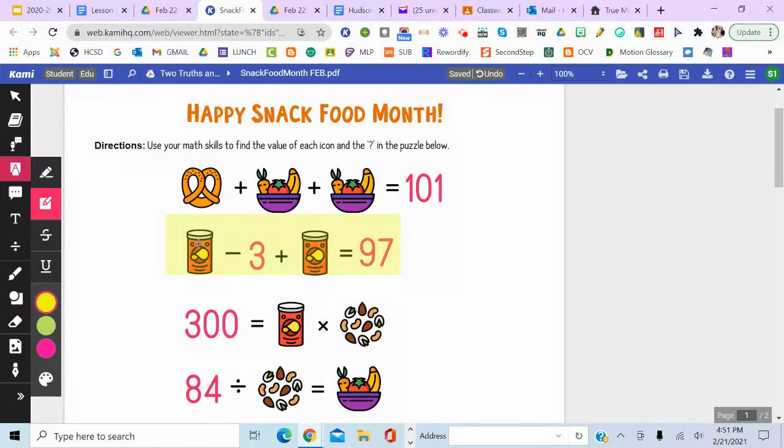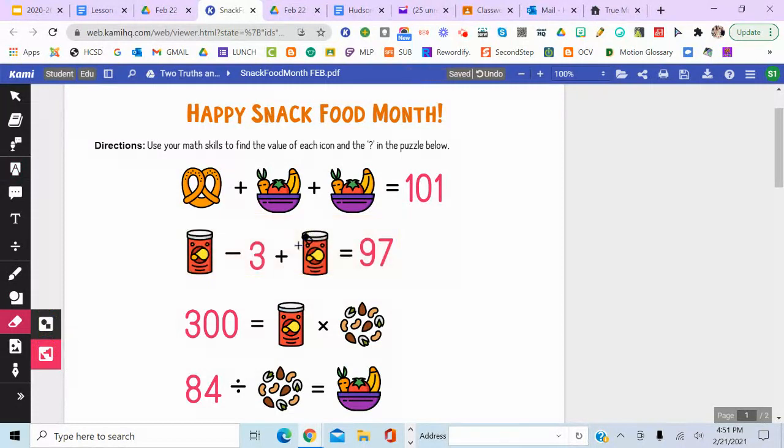So potato chip is going to have the same value or number that represents it regardless of which number sentence it is in. So I know that whatever potato chip is, -3 plus potato chip equals 97. So these numbers have to be the same. I'm adding those two numbers together, and then I'm subtracting 3 to get to 97.